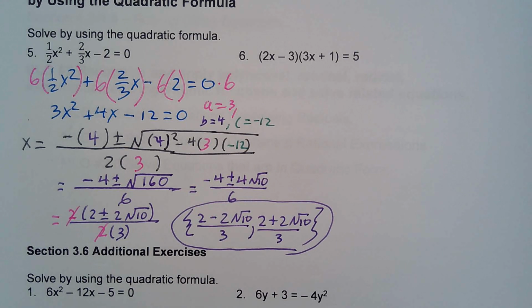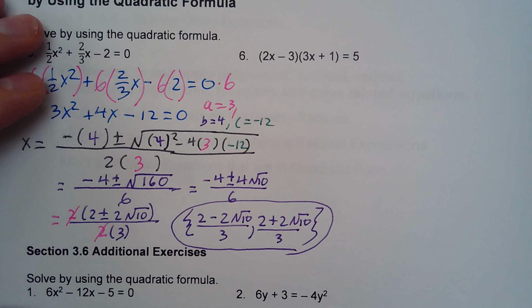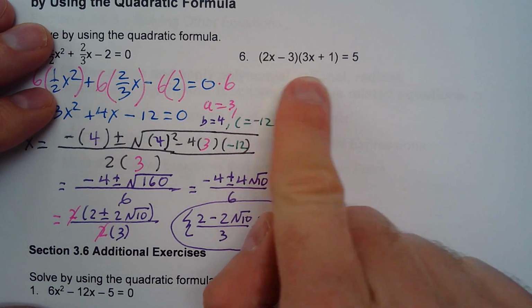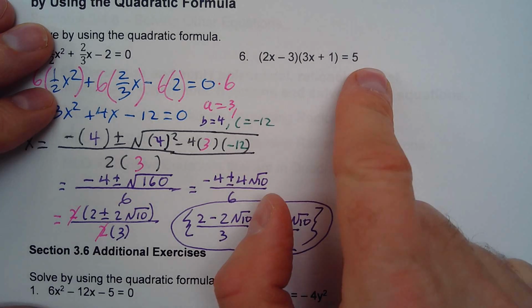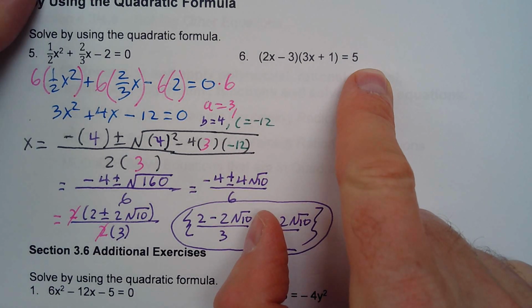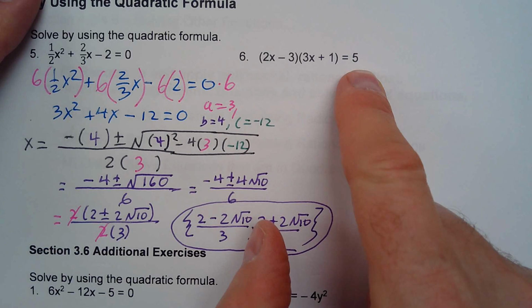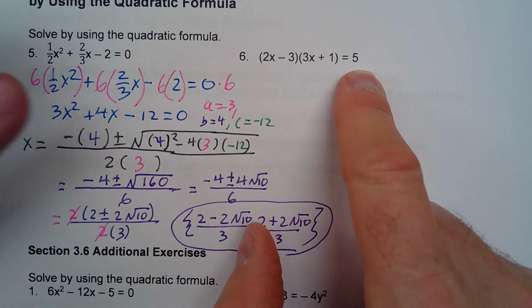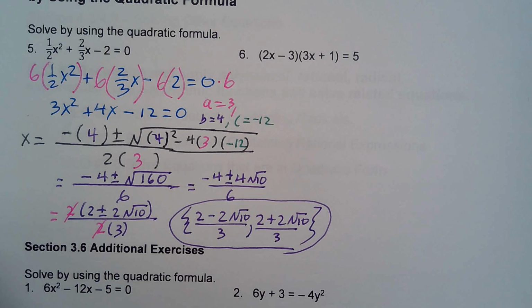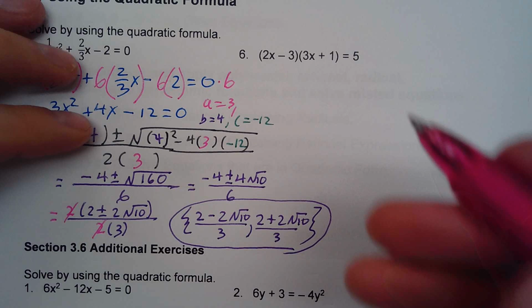Now for number 6, before we do anything, we're going to need to FOIL and get 0 on one side. I cannot just set the 2x minus 3 equal to 5 and the 3x plus 1 equal to 5. That won't work. That only works if this was a 0 here. So unfortunately, we need to go through FOIL, bring the 5 over, and then simplify. So let's FOIL. And I'm going to do it up here.